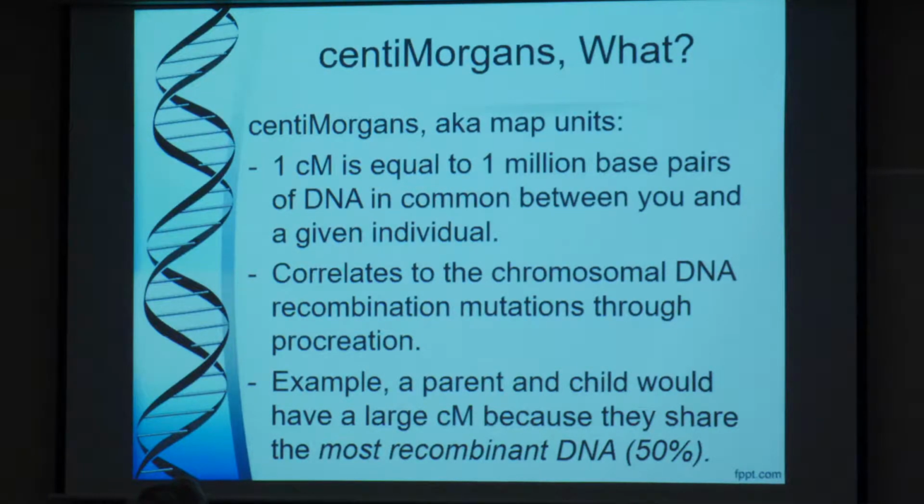And we're going to see a chart that I know a lot of you have looked at. I give the example that a parent and a child would have a large number of centimorgans in common, because they share the most recombinant DNA, at least 50%, okay?